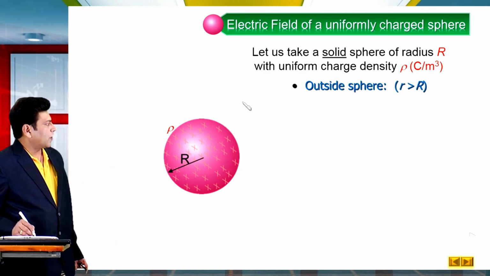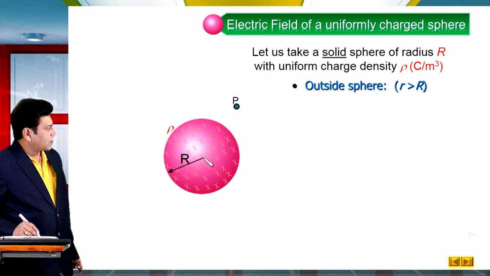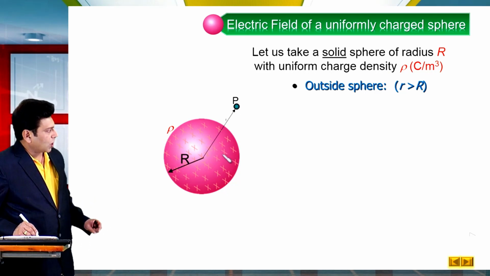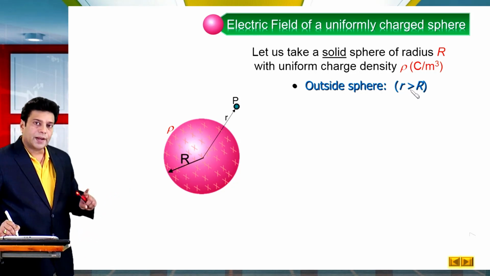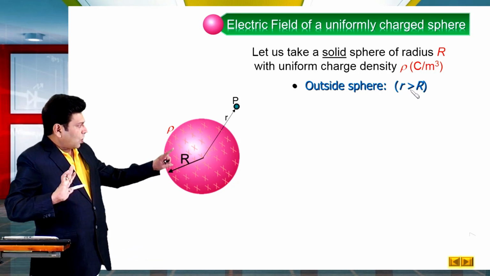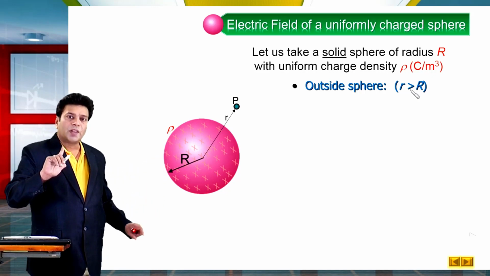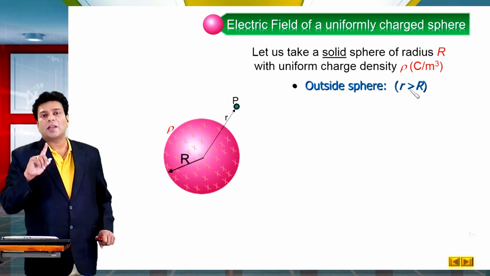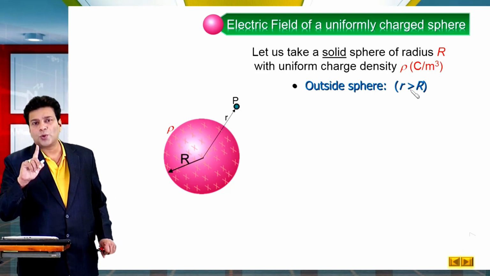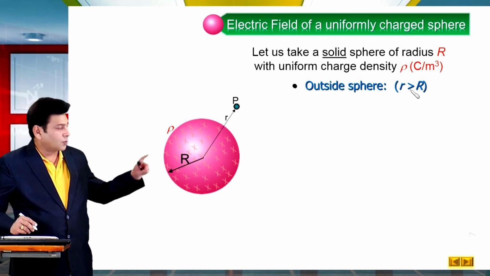So let us take one point P here outside the sphere, and the distance of point P from the center of this sphere is small r. So we have written small r is greater than capital R. If you observe the charge distribution, this is having the spherical symmetry. In case of the spherical symmetry, we choose the Gauss surface as a hollow sphere of radius small r.